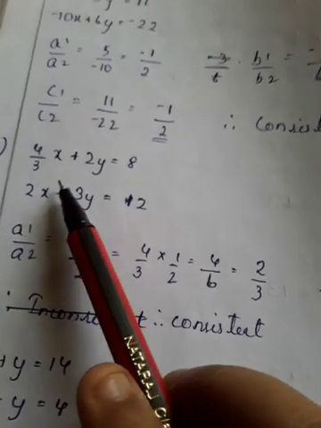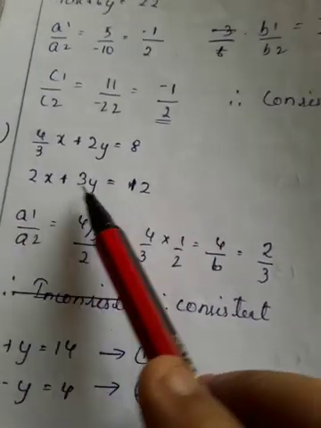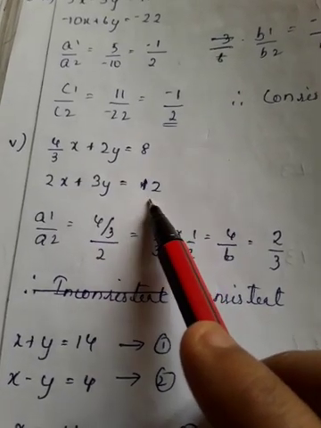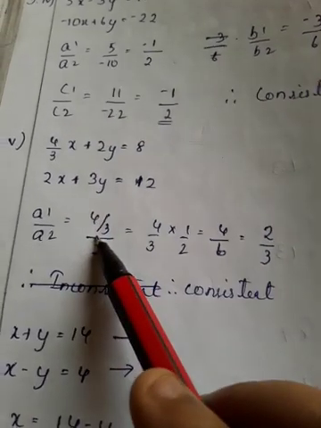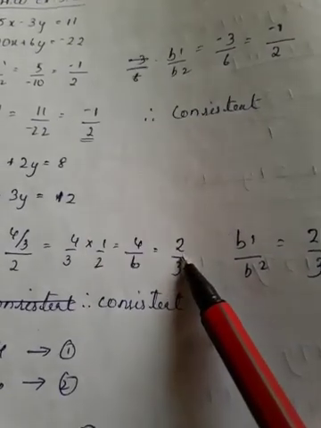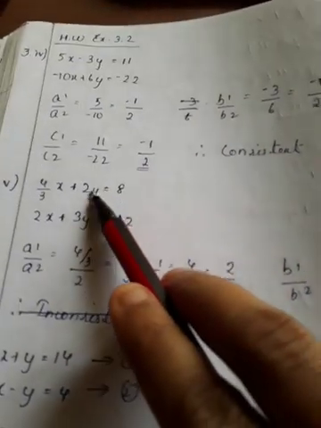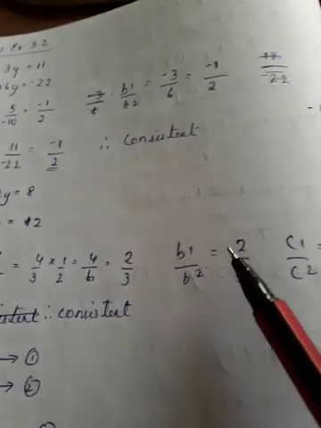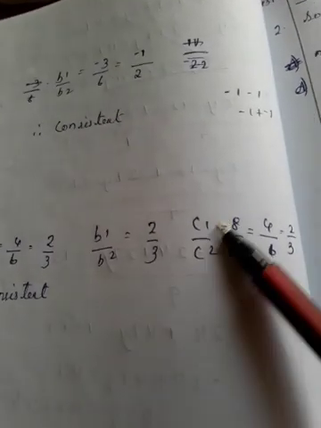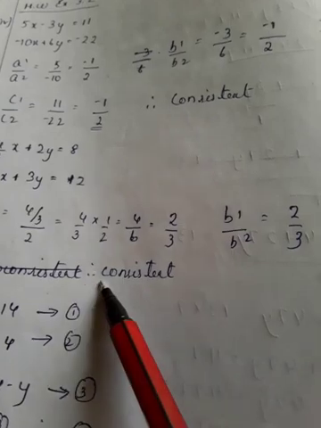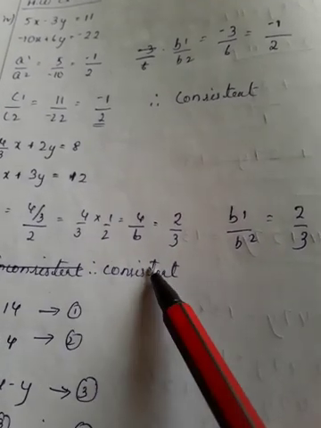Next, the fifth question, 4 by 3 x plus 2y equals 8, 2x plus 3y equals 12. Then here a1 by a2 is 4 by 3 divided by 2, that is 4 by 3 into 1 by 2, that is 4 by 6, in simplified form 2 by 3. Then b1 by b2 is 2 by 3. So here a1 by a2 and b1 by b2 are equal, so we need to find c1 by c2. That is 8 by 12, that is 2 by 3. Here a1 by a2, b1 by b2 and c1 by c2 are equal. So the equations are consistent.